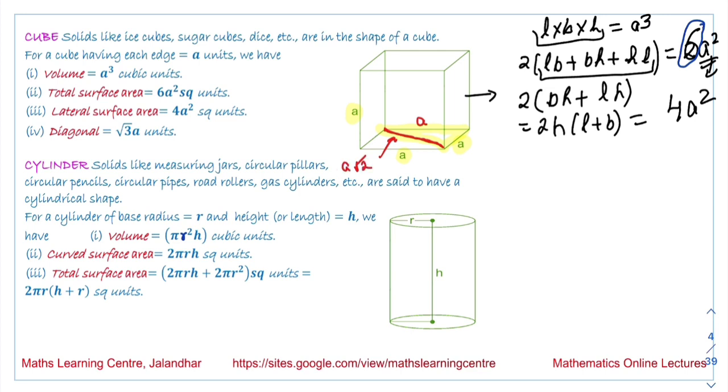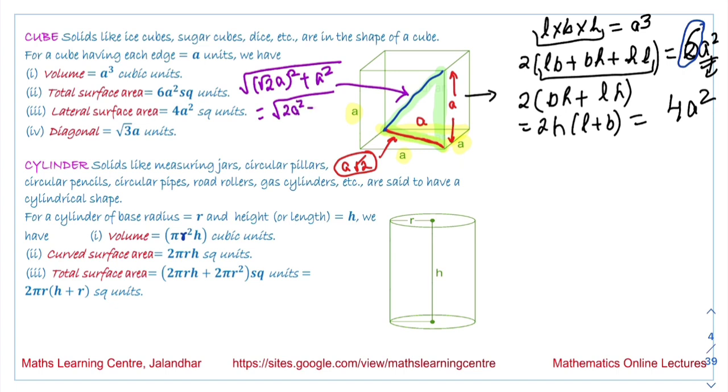Next, when we are talking about the diagonal, we are joining this point with this point, and we are considering this triangle. This height is equal to A. This side is A square root 2. So when we calculate the value of this side, we get the square root of (root 2 A) square plus A square. It comes out to be 2A square plus A square, which is equal to root 3 A. This is the value of the length of the diagonal.